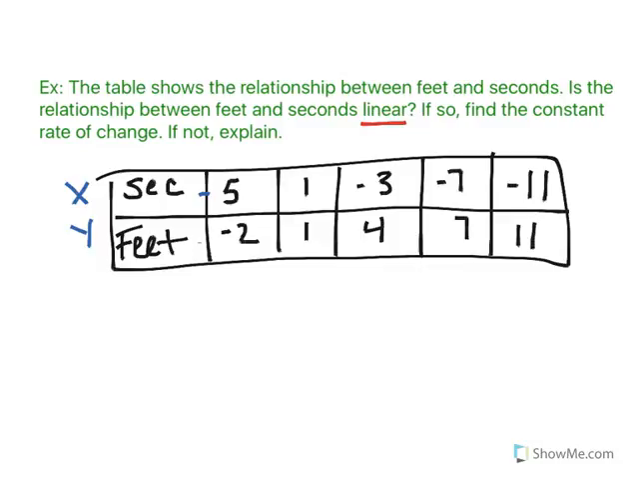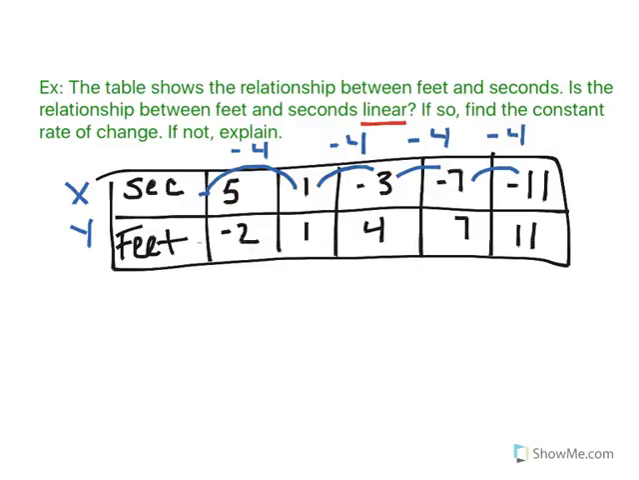So for my x values, between 5 and 1, how do we go from 5 to 1? Well, it looks like I have to subtract 4. Okay. So how do I go from 1 to -3? It also looks like I have to subtract 4. Looks like I'm seeing some sort of pattern here. Let's see if this works for the rest. If I go from -3 to -7, I'm going to subtract 4 again. And then from -7 to -11, I'm also subtracting 4. So I found a pattern.